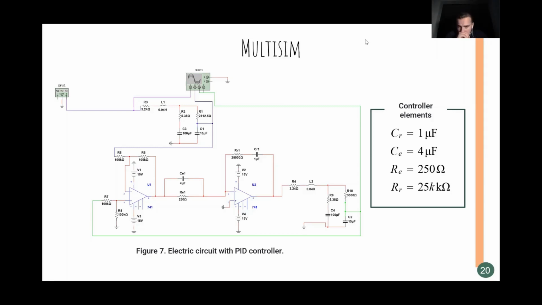Now, the four components, elements, sorry, the four controller elements to which we needed to assign values were CR, CE, RE, and RR. There are some formulas that we use to obtain these values, but we first needed to propose a value for CR, and that was 1 microfarad. Having the values for our PID controller and the proposed value for CR, we were able to obtain the missing element values for CE, RE, and RR.